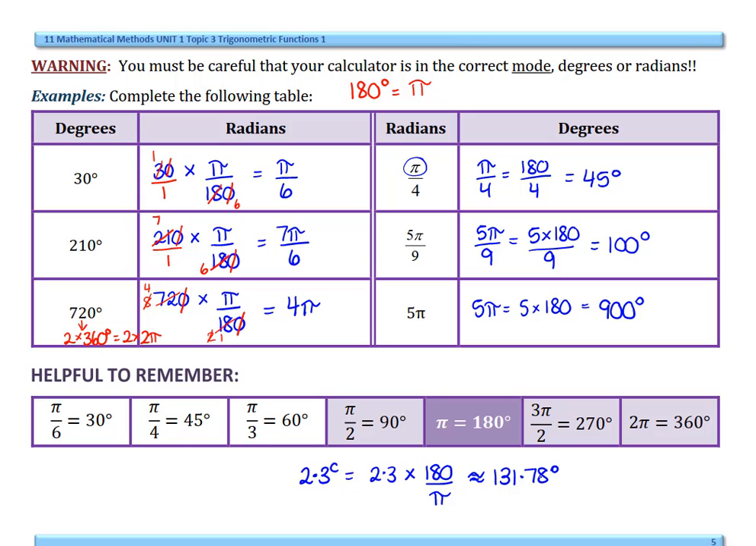Now, common angles to remember are down the bottom. Highlighting that pi is 180 degrees, that's a key one. But pi on 6 is 30 degrees, pi on 4 is 45 degrees, pi on 3 is 60 degrees, pi on 2 is 90, 3 pi on 2 is 270 degrees, and 2 pi is 360. You should just know those ones.